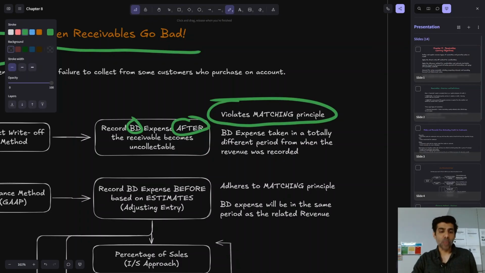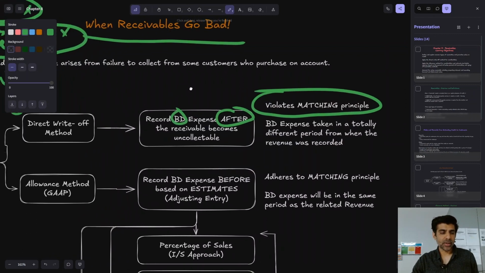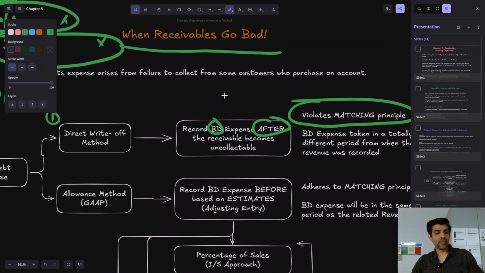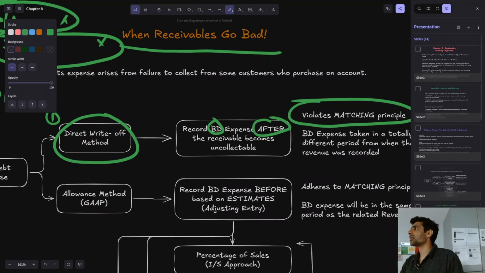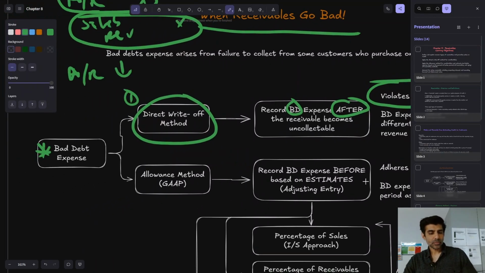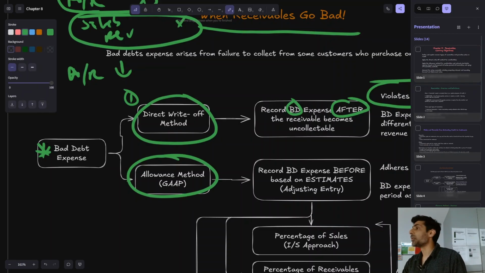But for small businesses, in certain contexts, maybe the direct write-off method is just simpler. We don't have to do any estimating. That's really the big advantage of it. Now, the allowance method, which is the method we need to implement for GAAP.